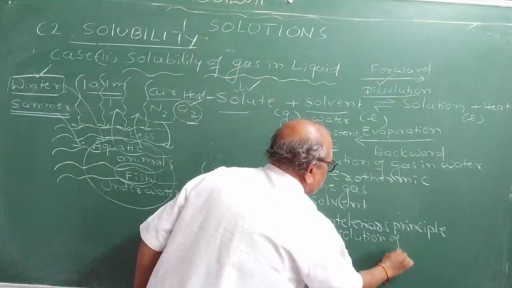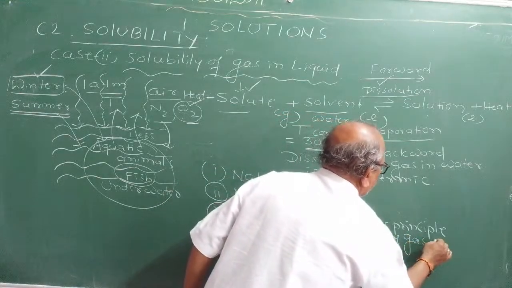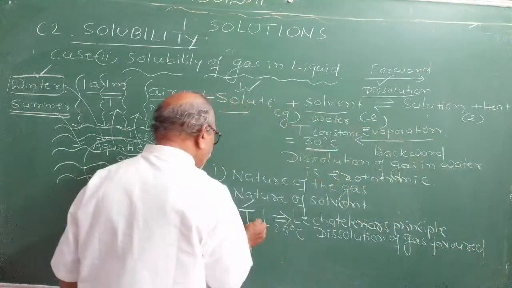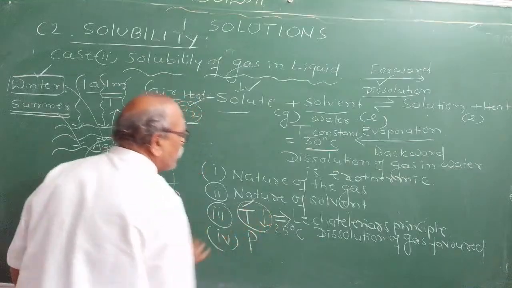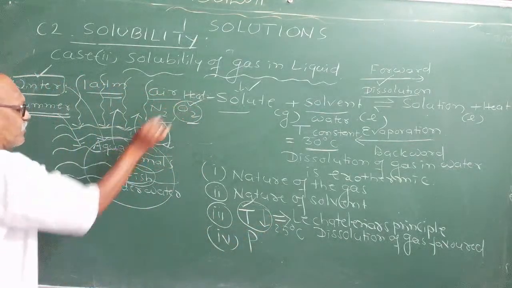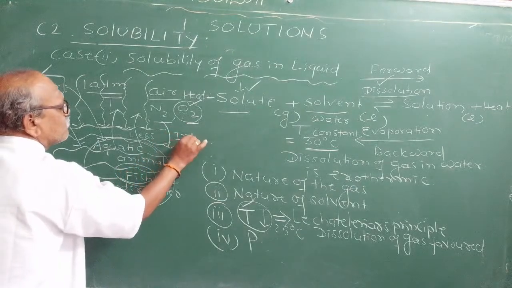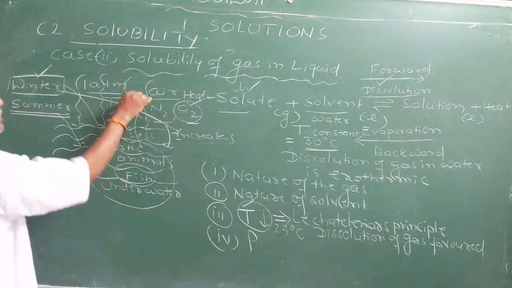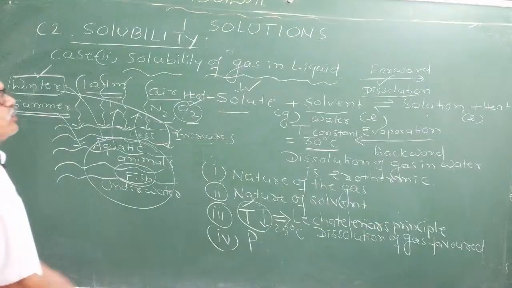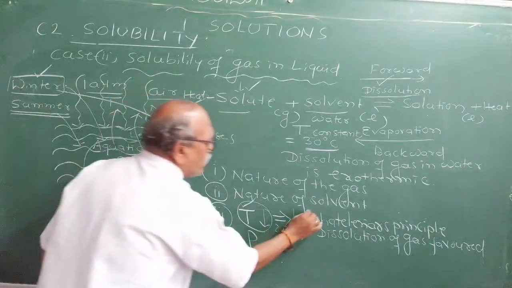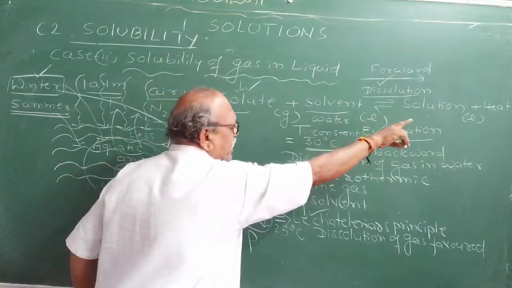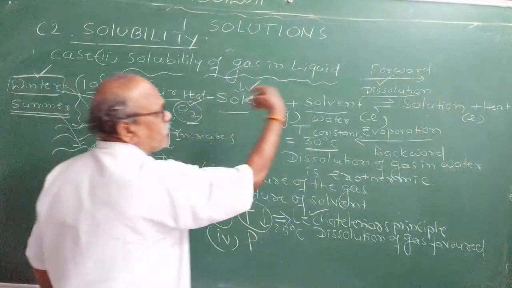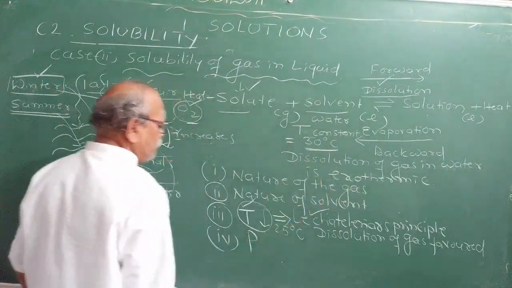Dissolution of gas is favored according to Le Chatelier's principle. Therefore, in the winter season, room temperature will be low, so dissolution of oxygen in water increases. In which season? Winter season, because the room temperature is low. Therefore, in order to attain equilibrium back, according to Le Chatelier's principle, as the forward reaction is exothermic, the reaction will shift to the forward direction. Therefore, dissolution of gas is favored.